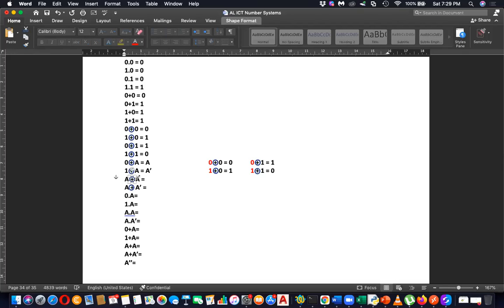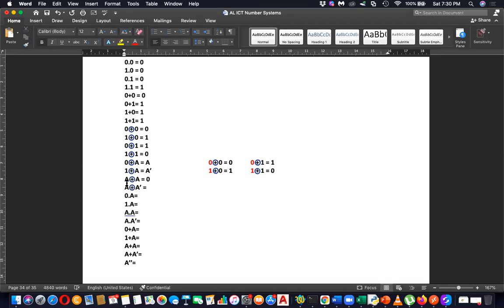So then, if this is 0, the second one will also be 0. Don't hurry, right? What is happening? Both are changing. Both are changing means if this is 0, the second one will also be 0. 0, 0, the output will be 0.